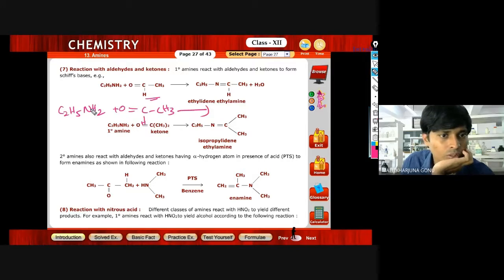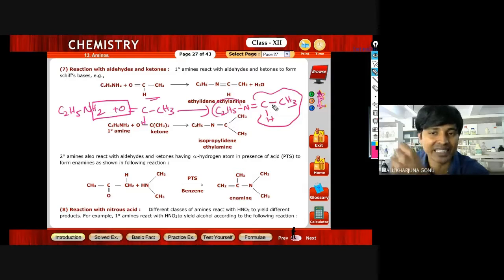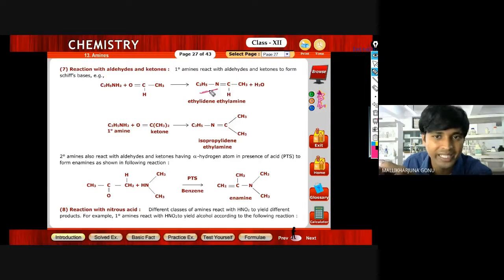So what you have to do? Simply remove the water. Then attach the nitrogen directly with a double bond: C2H5 N double bond CH3 and hydrogen. Ethylidene ethylamine, or ethylamine ethylidene. Ethylidene group means this one, and N is there. So ethylidene ethylamine. You don't need to worry much about these names.